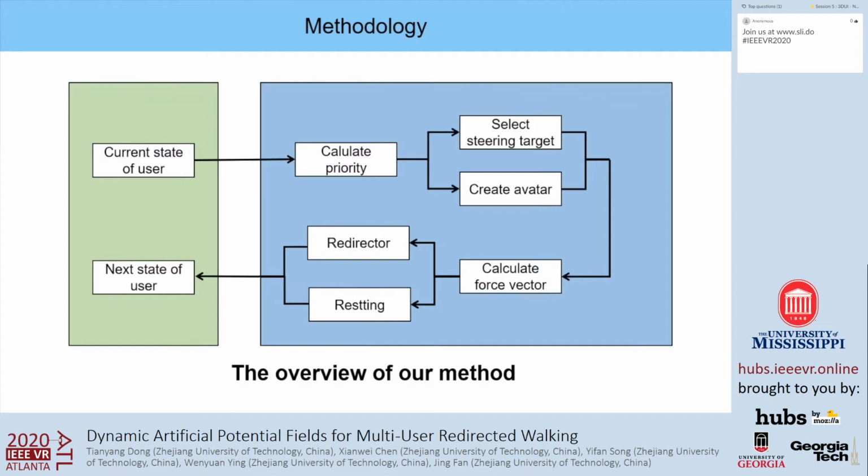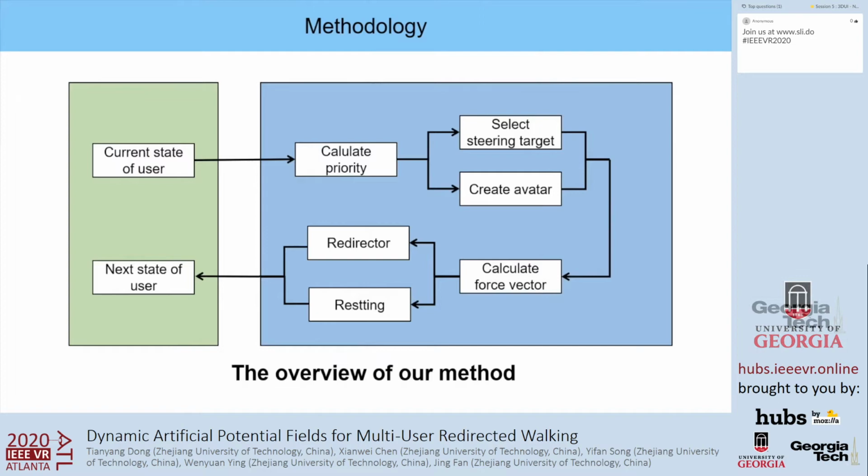Next, it predicts the user's future location and creates an avatar for each user. The avatar is looked as an obstacle and applies additional repulsive vectors to other users. Finally, our method combines these force vectors into a new resultant force vector to steer the user to an open space.